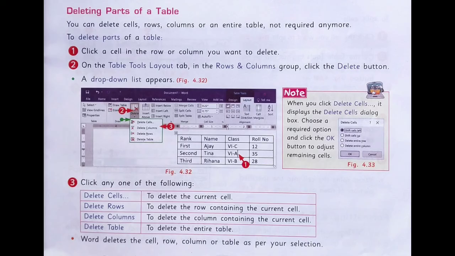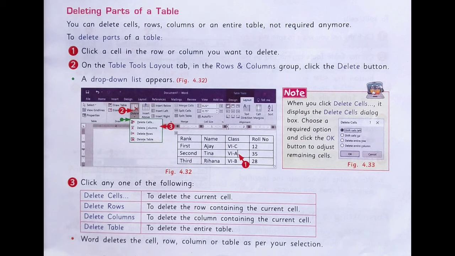Deleting parts of a table. You can delete cells, rows, columns, or an entire table not required anymore. To delete parts of a table, click a cell in the row or column you want to delete. On the Table Tools Layout tab, in the Rows and Columns group, click the Delete button. A drop-down list appears. Then click any of the following.